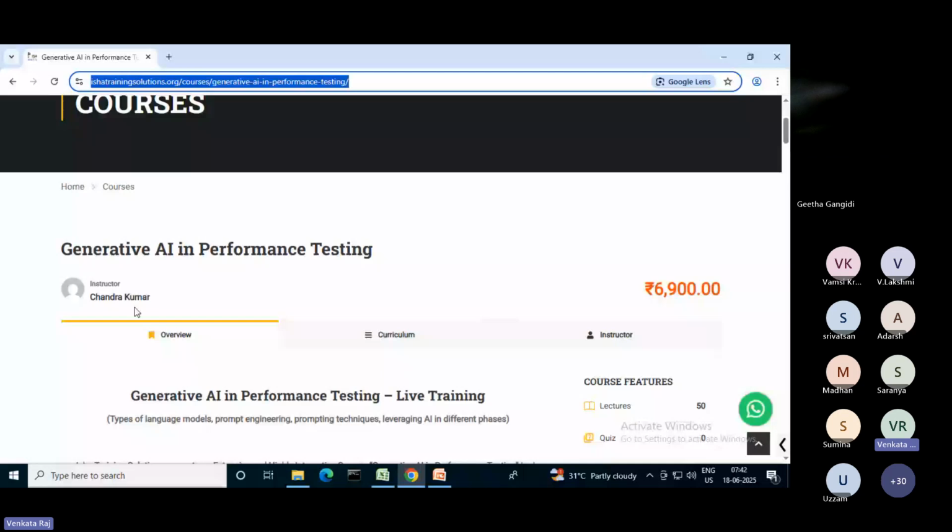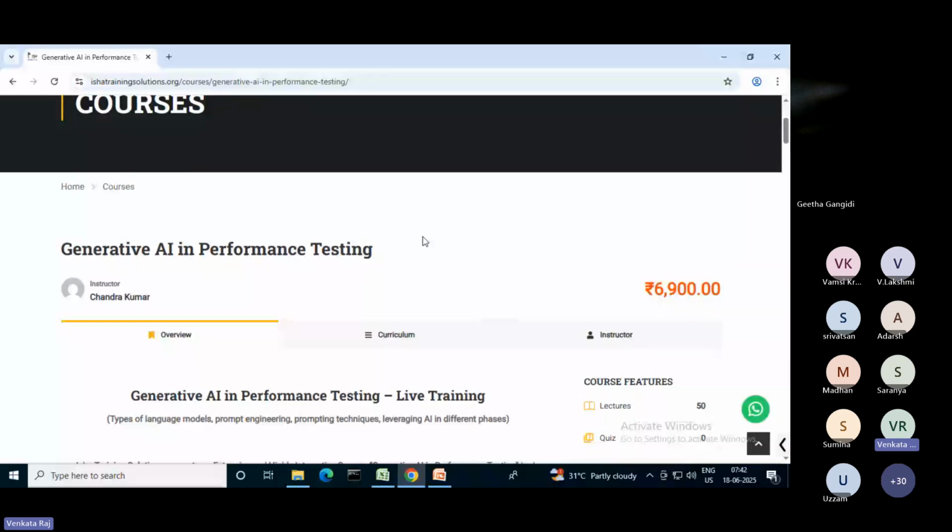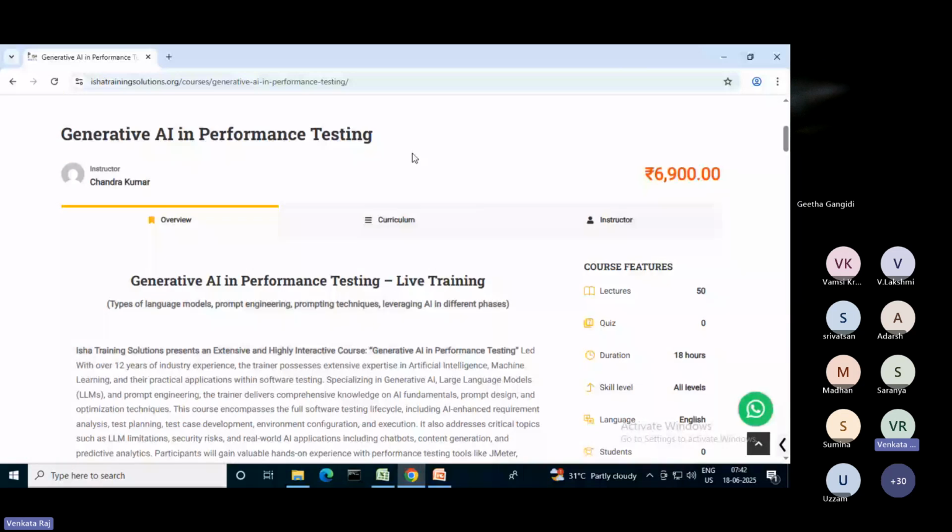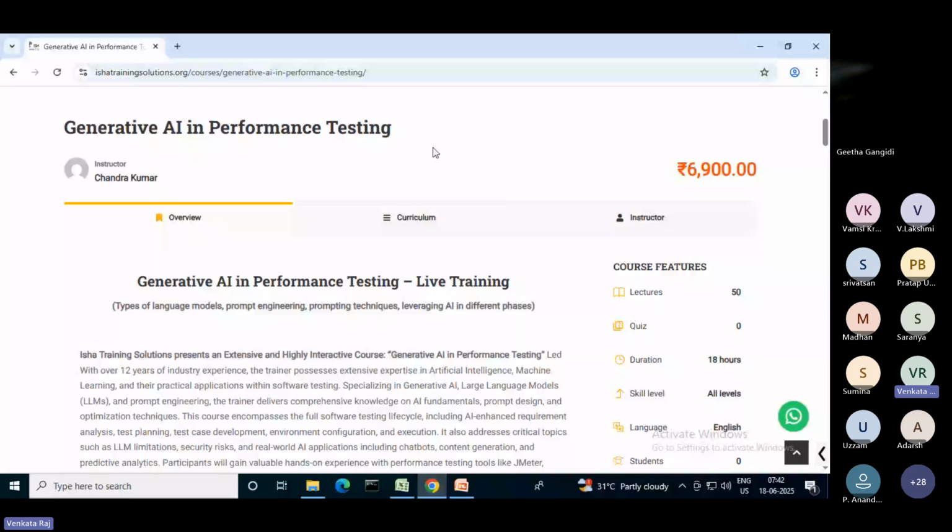So the exclusive training which we are providing is generative AI in performance testing. So we'll go through the course content: what we are trying to study as part of this training, what we are going to learn, and what you will achieve out of it, because that will give you the expectation. All of you would have different expectations in your mind regarding the training. So we'll go through the course content, whatever I'm going to cover, and then you can put your questions at the end, everyone.